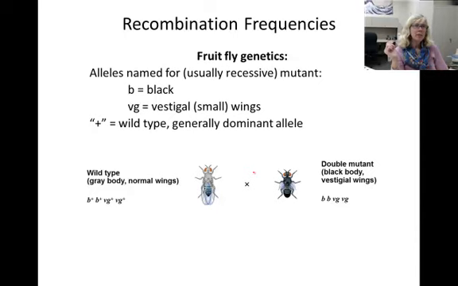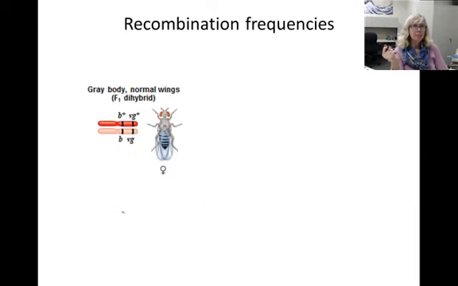Lastly, let's look at recombination frequencies. This work was first done in fruit flies, so you need to be comfortable with how alleles are named in fruit fly genetics, which is different than pea plants. In this area of research, alleles are named when a mutant is found, so the alleles are named after the mutant, like black or vestigial. The normal allele is then listed with the mutant letter but a plus sign after it, indicating wild type, or normal, and this wild type is usually dominant to the mutant.